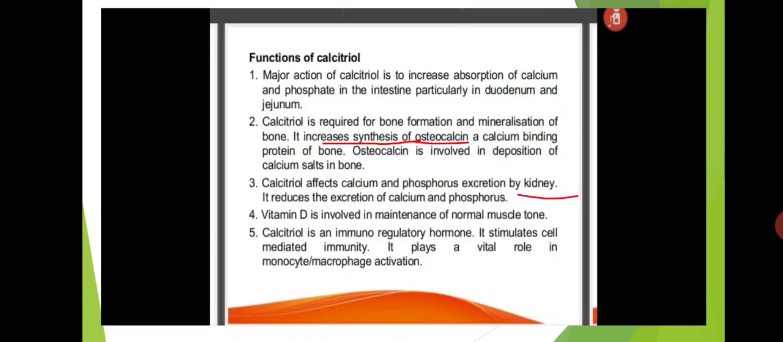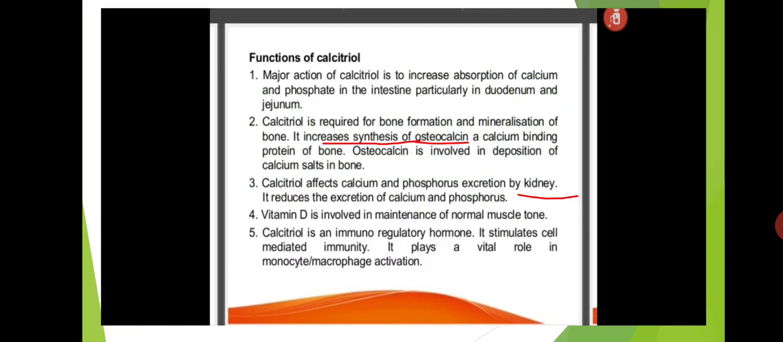The functions of calcitriol: the major action of calcitriol is to increase absorption of calcium and phosphate, particularly in the intestine, and calcitriol is required for bone formation and mineralization of bone, and it increases synthesis of osteocalcin, a calcium binding protein of bone. And calcitriol affects calcium and phosphorus excretion by kidneys also. It reduces the excretion of calcium and phosphorus.